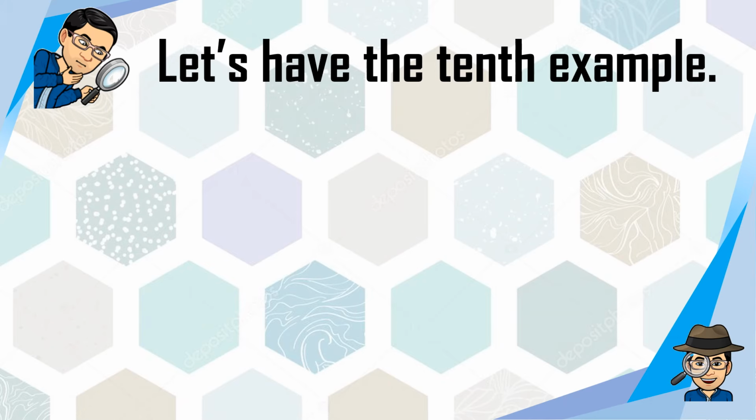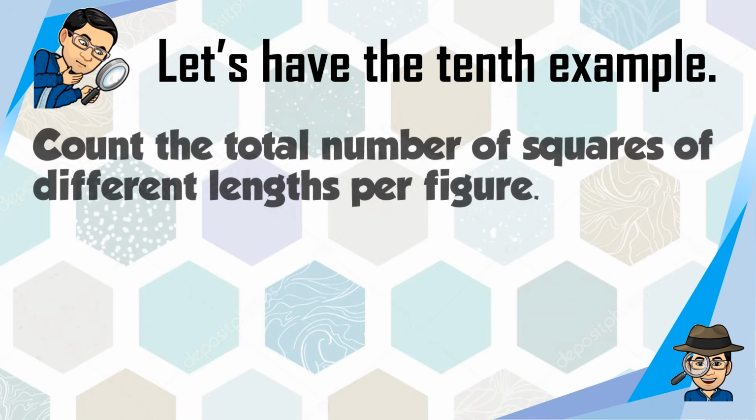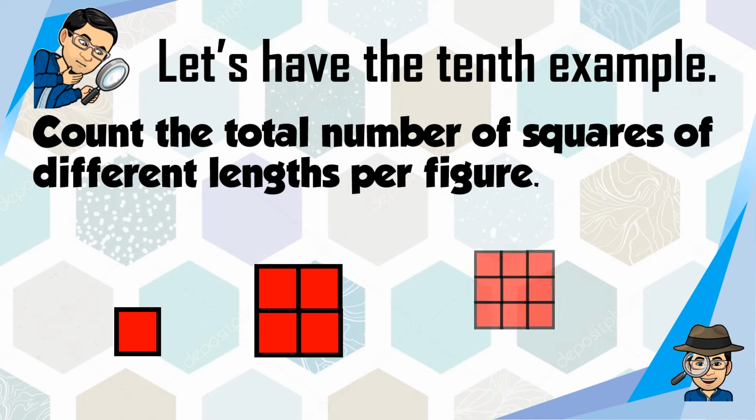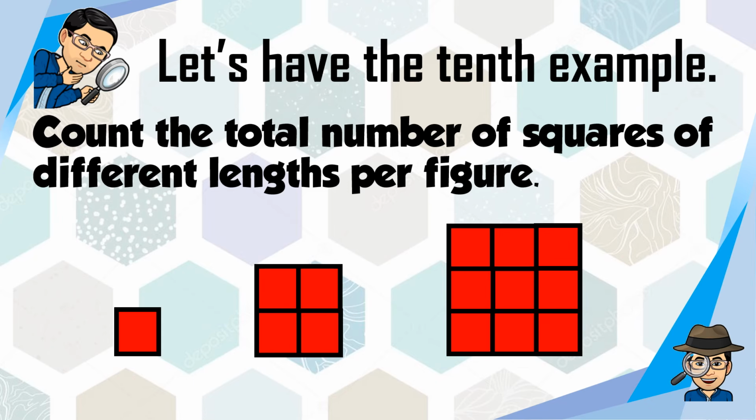So, let's have the 10th and final example. Count the total number of squares of different lengths per figure. Okay. So, anong pinagkaiba nitong problem na to? Ang set of figures na to sa 9th example natin. So, kanina, binilang lang natin yung mga square base sa nakikita natin. So, ngayon, ang gagawin naman natin dito, kukunin natin yung mga bilang ng square na may iba't ibang sukat.